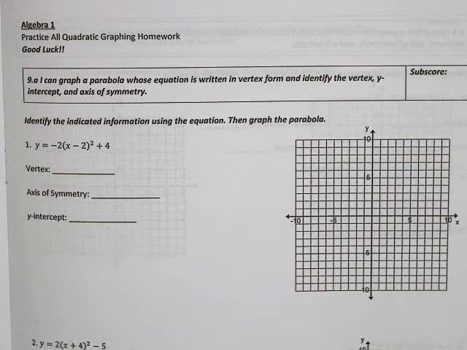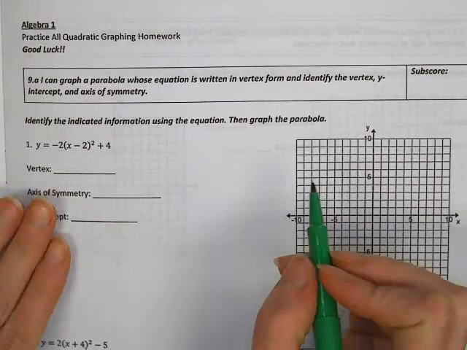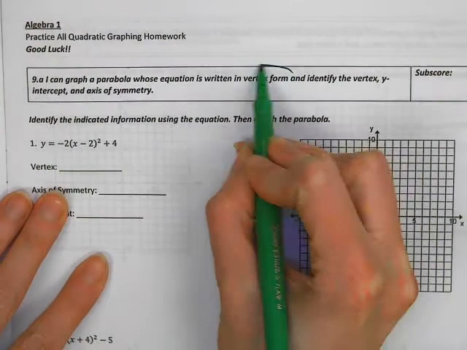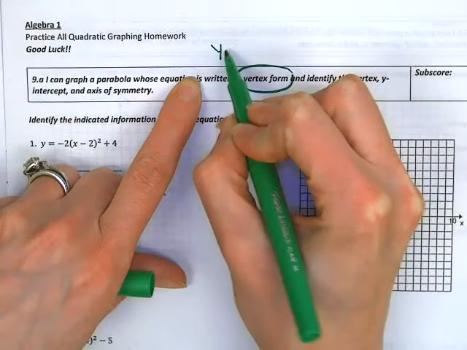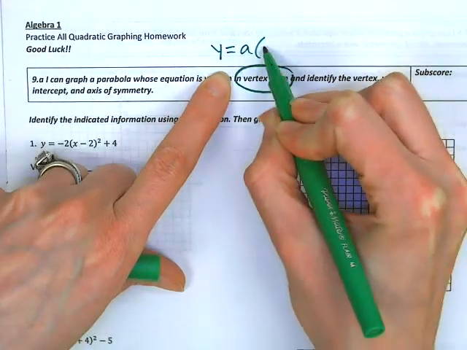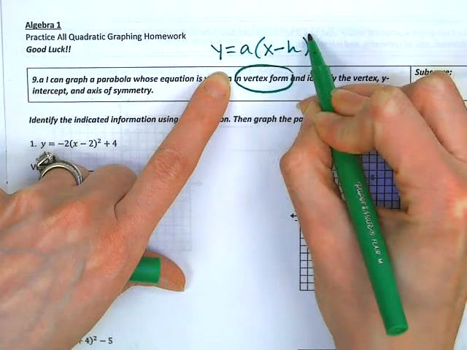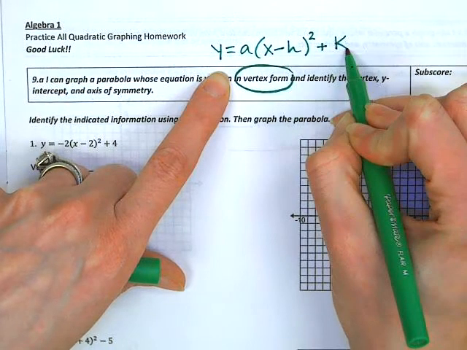Alright guys, today we are going to take a break and just review everything. Okay, so we're going to review the three types of functions that we're graphing. The first one, vertex form. Let's all remind ourselves what vertex form is. It's y equals a times x minus h squared plus k.